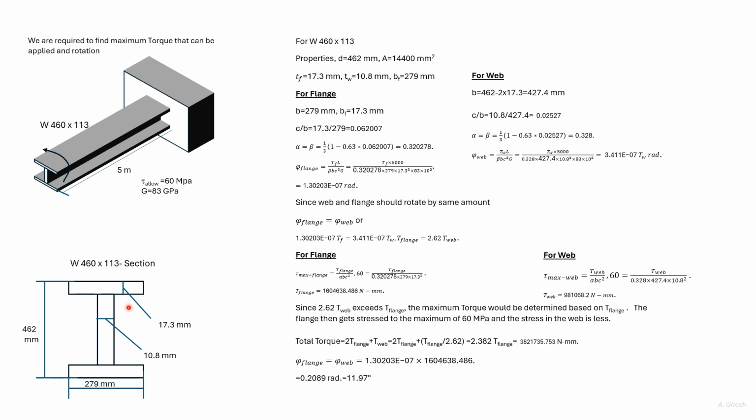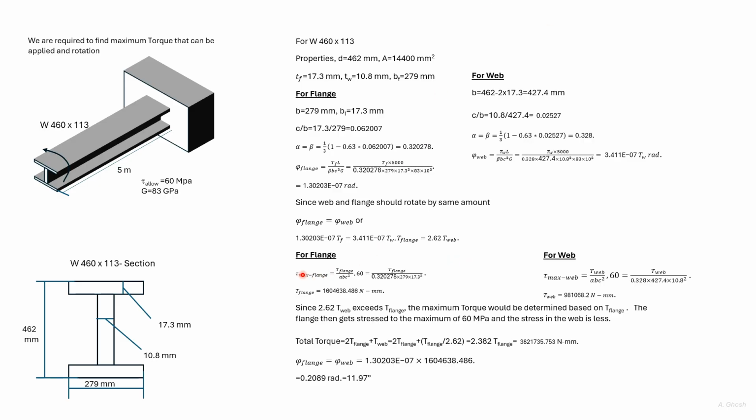We now look at the web. We can find B and C, which we find to be greater than 5. So we find alpha and beta using this equation. We then find the angle of twist of the web in terms of Tw, or the torque in the web. Since the angle of twist in the flange and the web are the same, we equate them to get a relationship between the torque in the flange and the torque in the web.